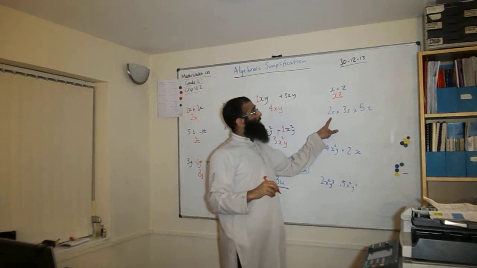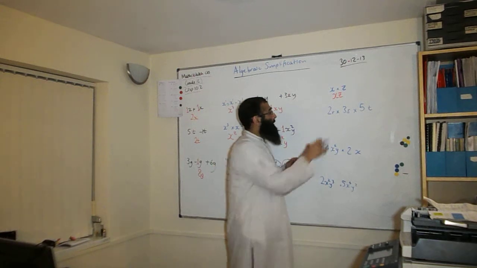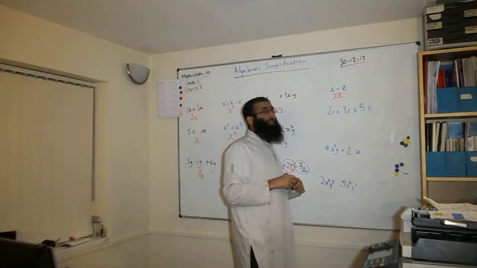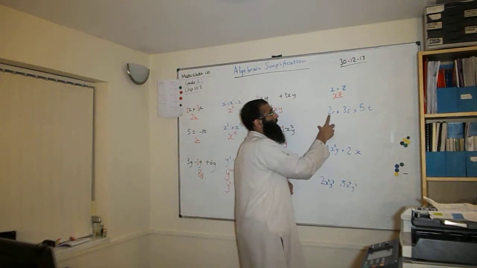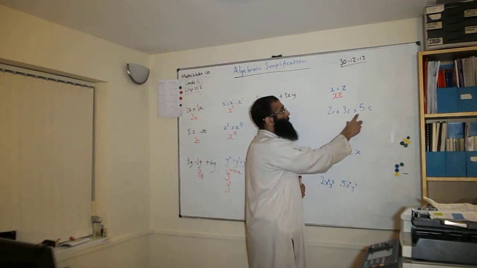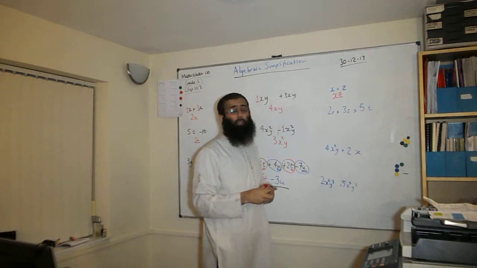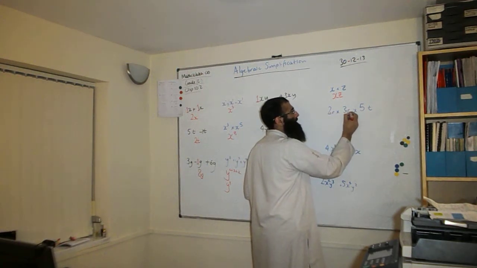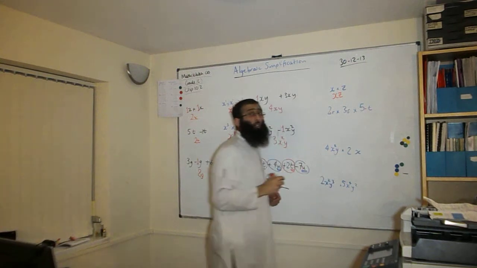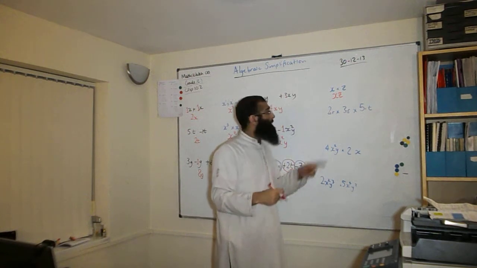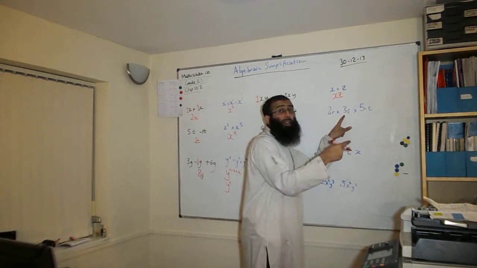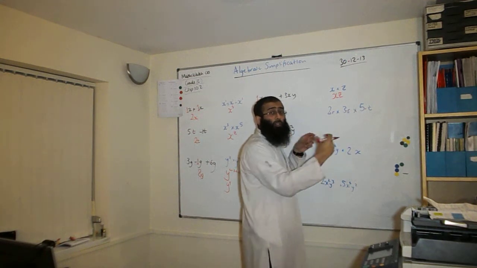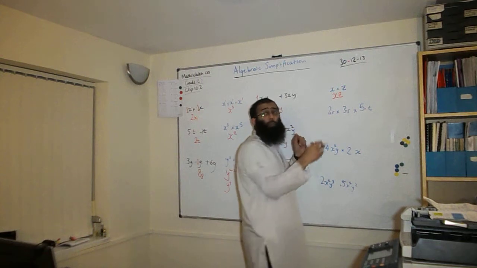Now, here we have a combination of numbers and letters. What we need to do first of all, we have a 2r times by 3s times by 5t. We need to understand what it means. First of all, there is another multiplication sign here. 2r means 2 times by r, times by 3 times by s, times by 5 times by t. So I did some extra multiply signs to show you what we're really dealing with.